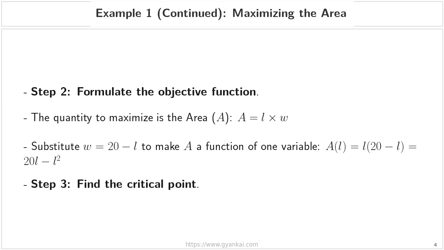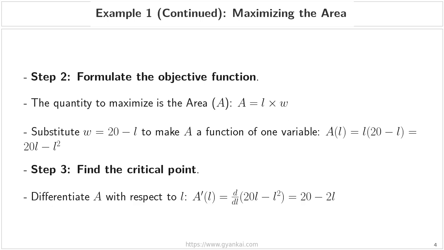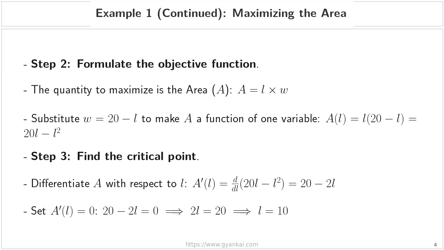With our objective function now simplified to one variable, we proceed to step 3, finding the critical point. To do this, we must find the first derivative of the area function with respect to length. Differentiating 20L minus L squared gives us 20 minus 2L. To find the critical point, we set this derivative equal to 0. So, 20 minus 2L equals 0.